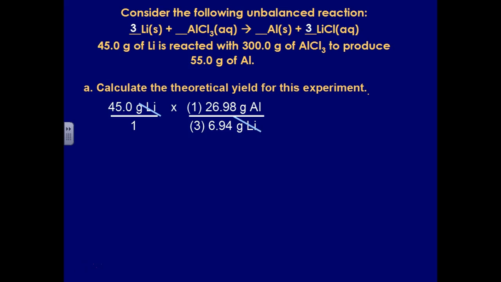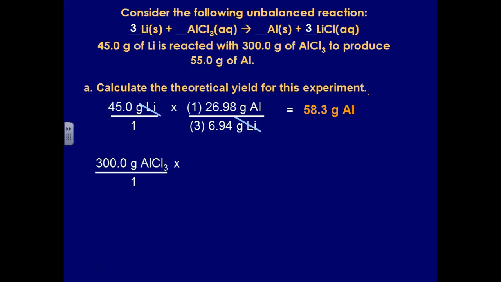The grams of lithium cancel out. I have 3 sig figs in the 45.0 grams and the 6.94 grams, so I want 3 in my answer. So from 45 grams of lithium, in theory, I can make 58.3 grams of aluminum. Is that the smallest amount? I don't know yet. I'm going to figure out by taking the 300 grams of aluminum chloride and figuring out how many grams of aluminum I can make from that amount of aluminum chloride.